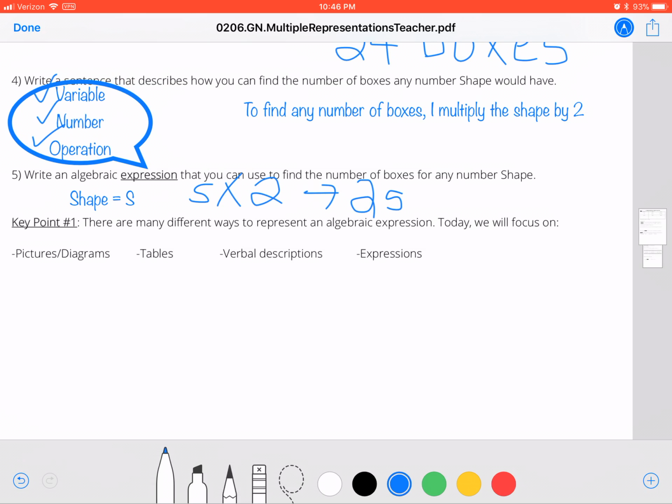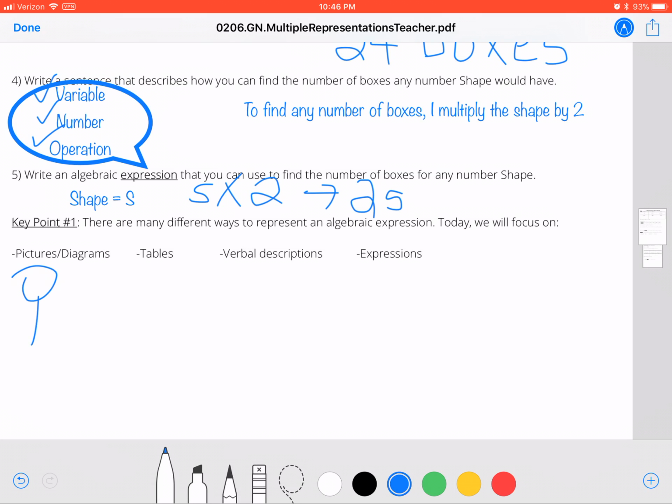Alright, so key point number 1. There are many different ways to represent an algebraic expression. Today we will focus on number 1, pictures and diagrams, number 2, tables, number 3, verbal descriptions, and number 4, expressions. So if you're questioning what some of these are, pictures we should know.